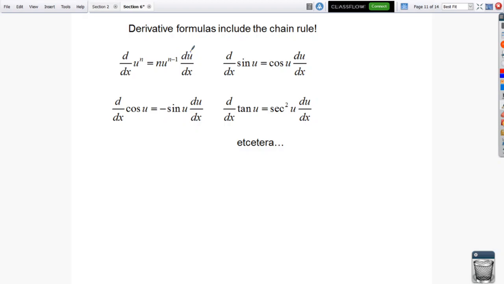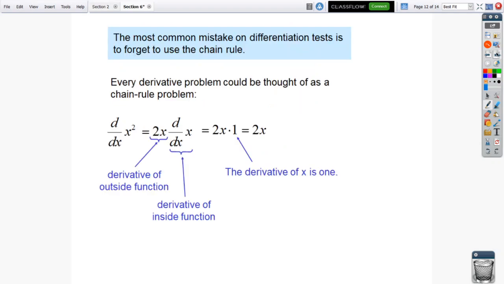N u to the n minus 1 times du dx. Derivative of sine of u is cosine of u du dx. What we're acknowledging here is anytime you have interior functions, you have to multiply by the chain. The biggest thing that I see people messing up on taking derivatives is forgetting the chain. Don't forget the chain. The most common mistake on differentiation is to forget to use the chain rule. So always be on the lookout for composition of functions. Practice, practice, practice.